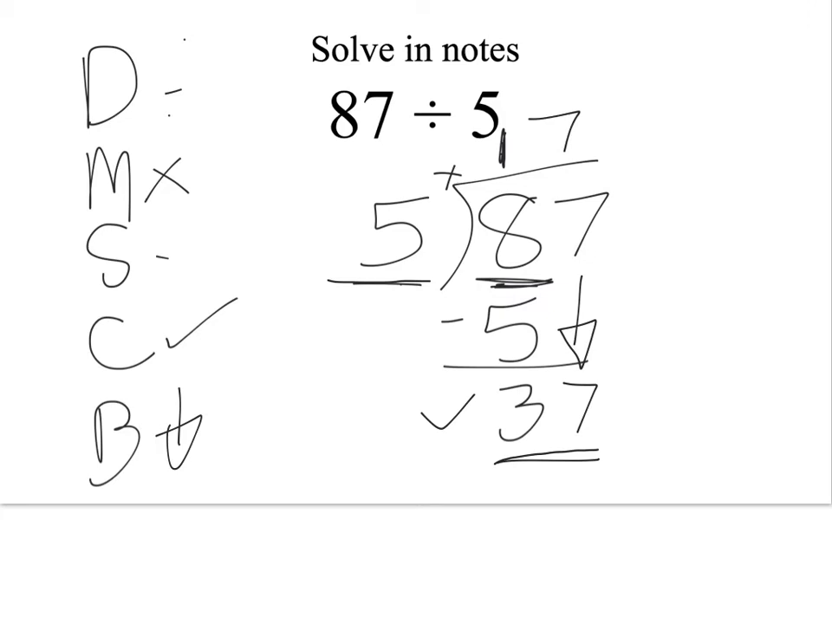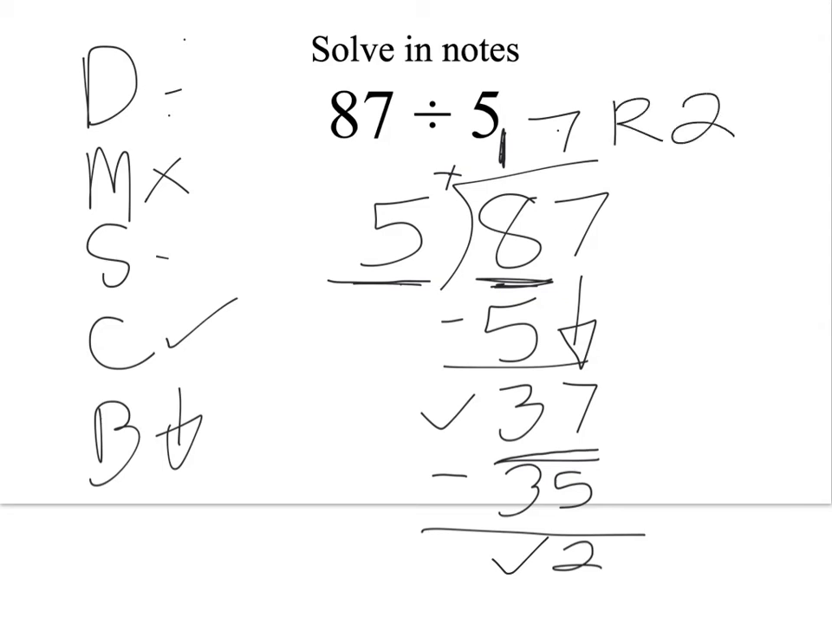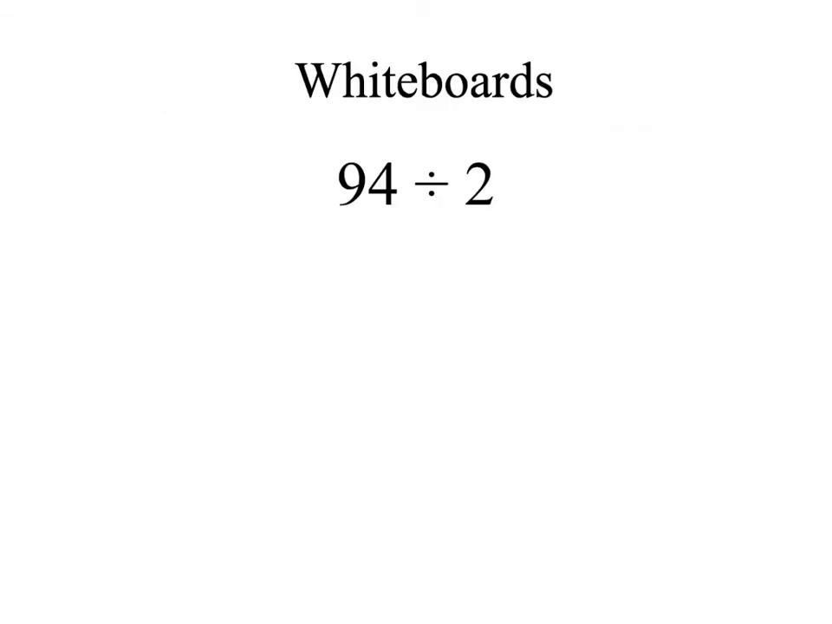I then multiply, so 7 times 5 is 35. I subtract, 37 minus 35 is 2. I then check to make sure that what I subtracted, which is 2, is smaller than my divisor, which is 5. It is. I have nothing left to bring down, so that 2 is my remainder. So my answer is 17, remainder 2.